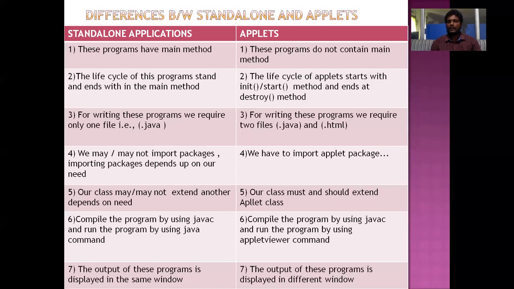Let us see one more time briefly. First one, standalone applications have a main method, that is public static void main(String[] args), and applet programs do not contain a main method. Instead, they will contain a method called public void paint. And the life cycle of a normal program will start and end within the main method. But in applets, the life cycle will start with the init or start methods and end at the destroy method.